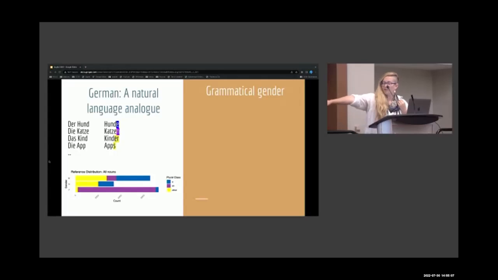This is a plot showing the distribution of plural classes indicated by color. Blue means it takes an E suffix in the plural, purple means it takes an N, and yellow means it takes some other, this is grouping together some smaller suffixes, which have also been the subject of a lot of debate in the literature, and I'm happy to talk about them offline, but we're only going to focus on E and N.